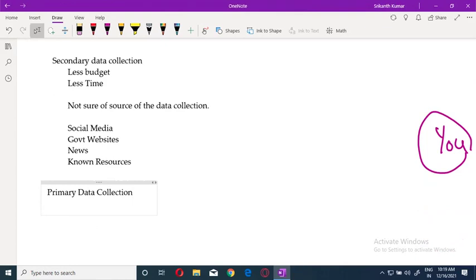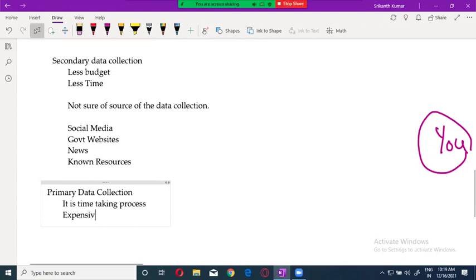It is primary data collection. It is a time taking process. And when it is taking time, it requires a lot of budget. So it is an expensive process. How is it expensive? Can someone tell me? Yes, how is it expensive? Expensive means costly. Yeah, how is it costly?